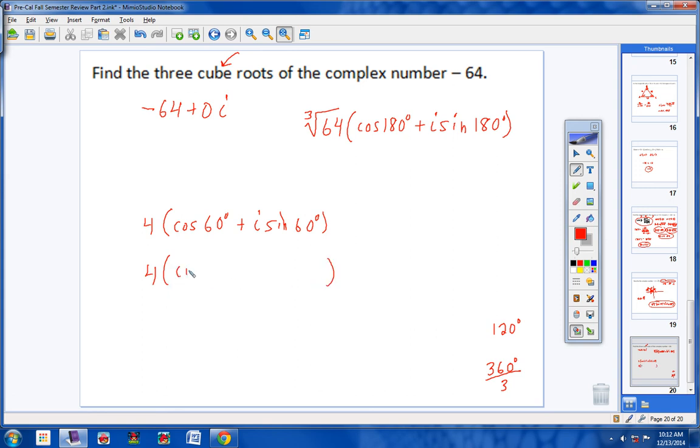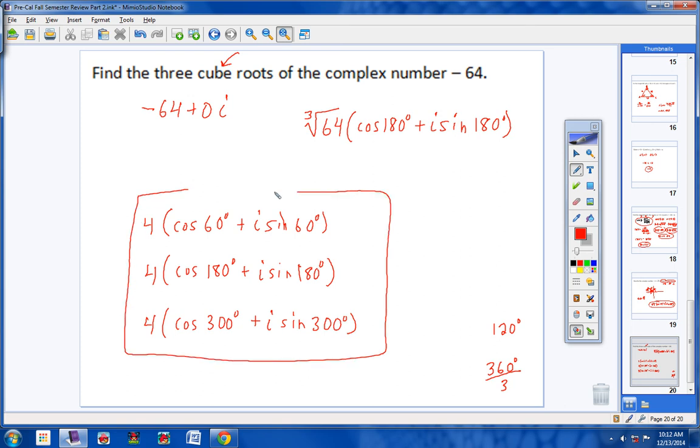So 60 plus 120 is 180. And then add 120 again. It's that simple. There we go. So there's your three answers. Okay. So students, there we go. Not too difficult. Hopefully this review's been a help to you. Don't hesitate to call or email if you have any questions.